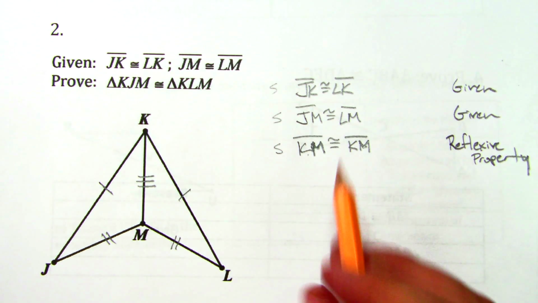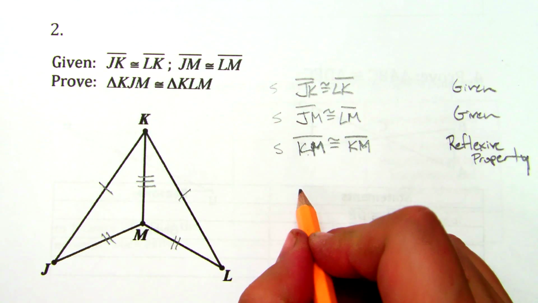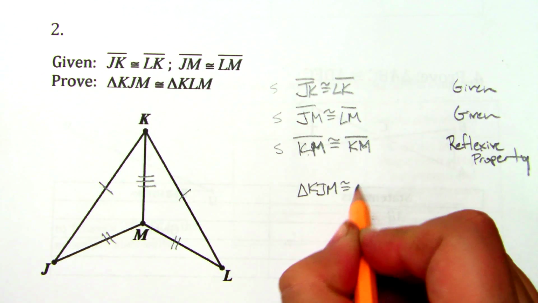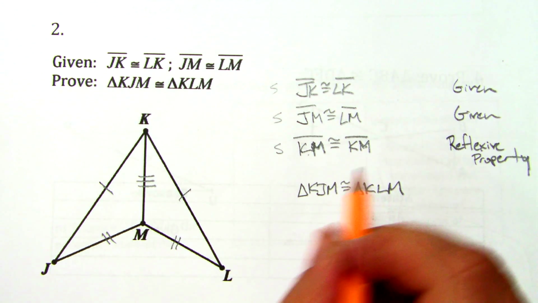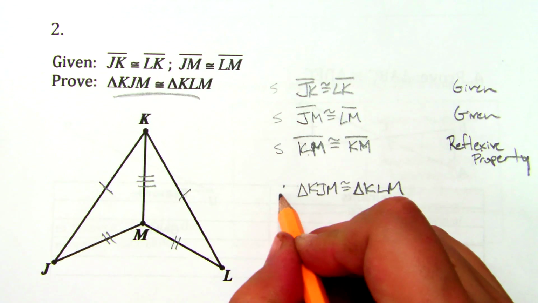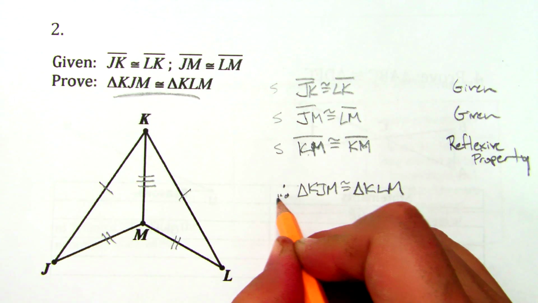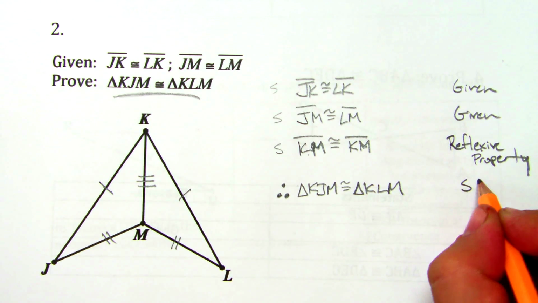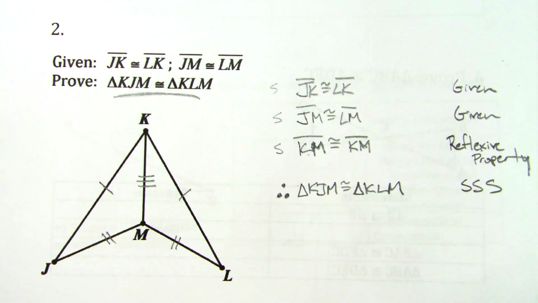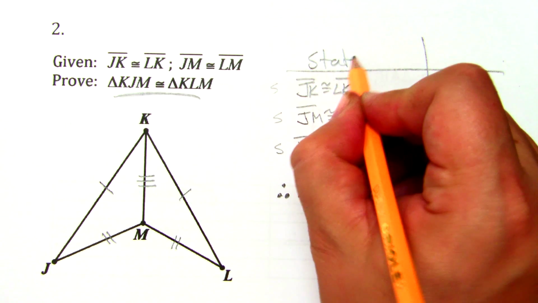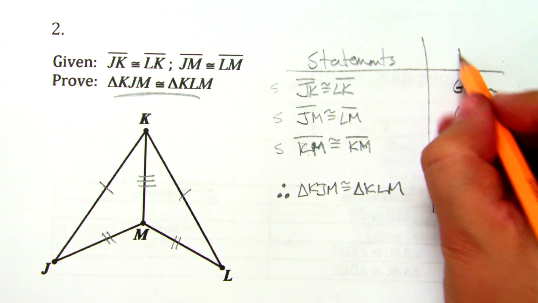And I use those three to prove that triangle KJM is congruent to triangle KLM. Again, note that's the thing I'm trying to prove. I can put my little therefore symbol there if I want to make it really fancy. And I know that that's true by SSS, right? Because I'm side, side, side. And again, I can kind of, after the fact, go in and make it look like a fancy proof.